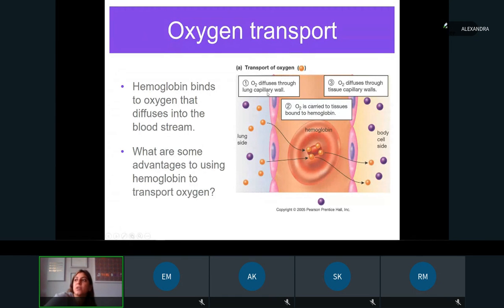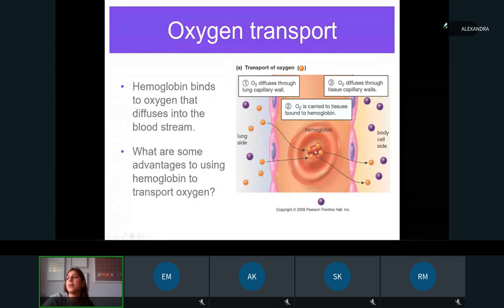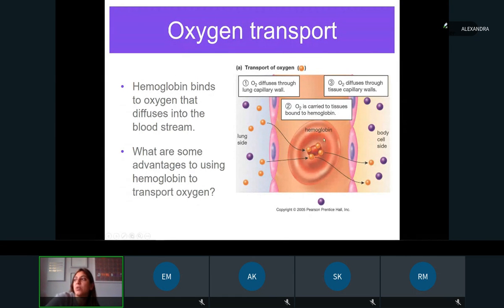So the oxygen diffuses through the lung capillary wall. We know that the oxygen is carried to tissue bound to the hemoglobin. Again, the hemoglobin is part of, or inside, the blood cell, and then O2 diffuses through the tissue capillary wall. So that's how we get the oxygen to the body cell side. Lung cells, hemoglobin, to the body.